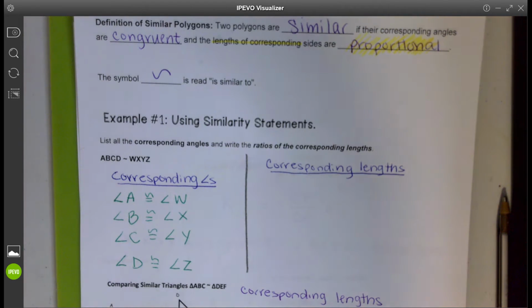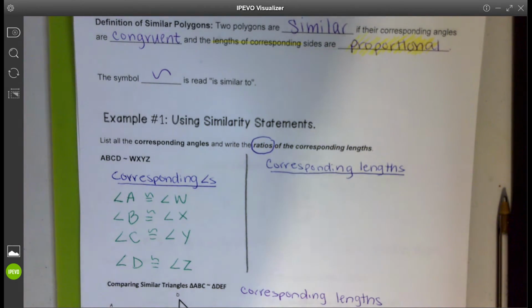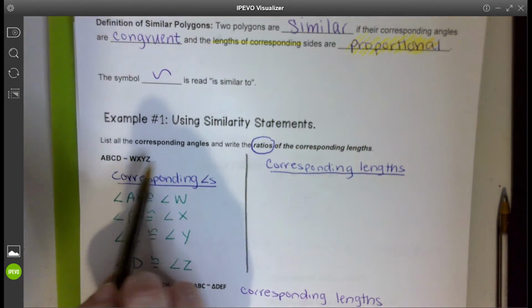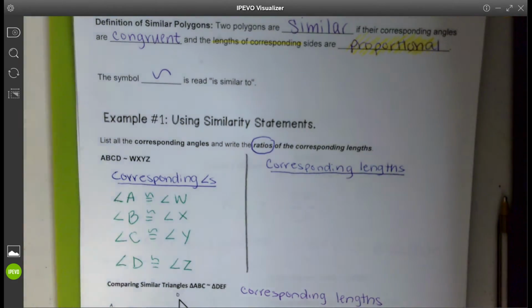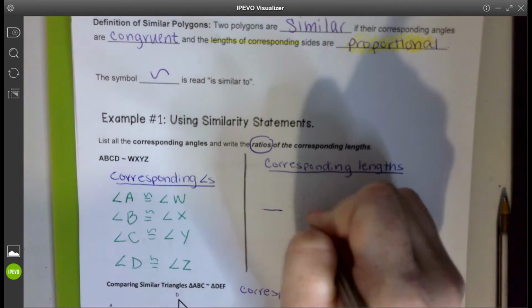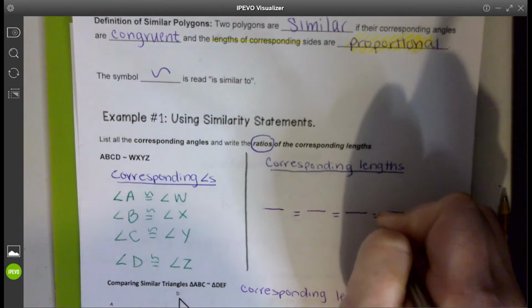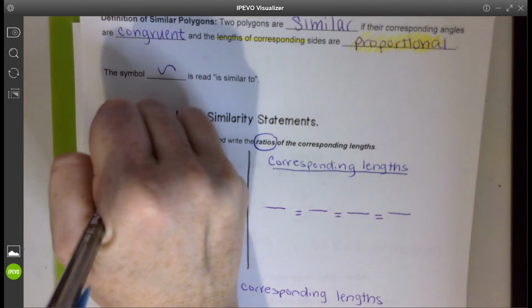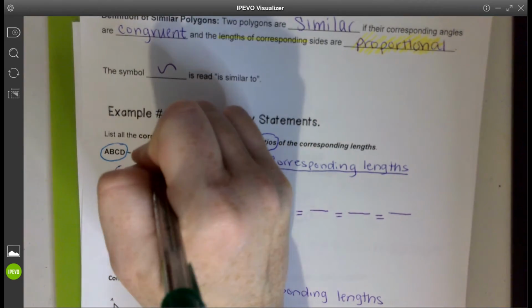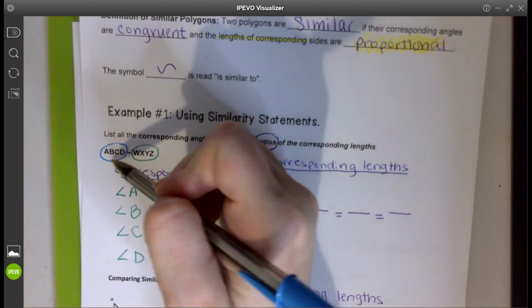All right, so now we're going to look at making that ratio. Remember, a ratio looks like a fraction. All right, so we're going to set that up. I have 4 letters in both polygons. That means I know I have a 4-sided figure, so I'm going to set up 4 ratios. And the ratios should be equal to each other. So I'm going to start my first picture in one color and my second in another, just so you can see where they're matching.